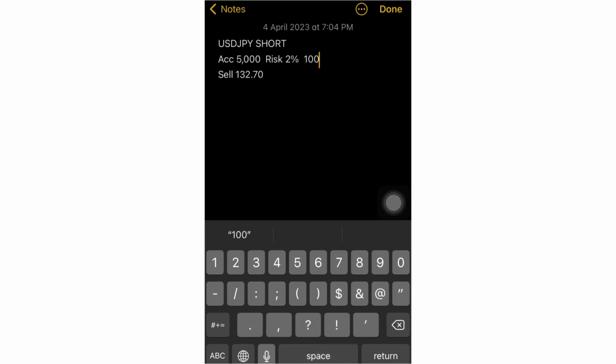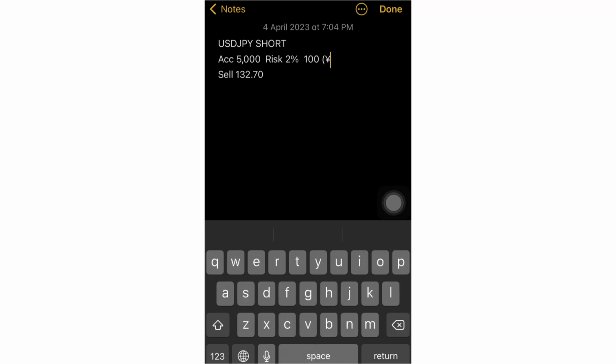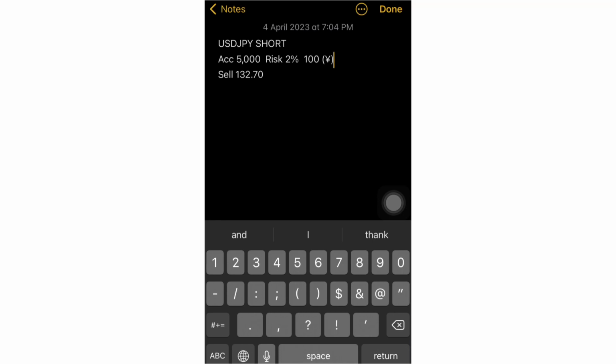Don't forget, this will be in Japanese yen, because we want to trade Japanese yen, and the quote currency is what? In Japanese yen, right? So this is easy.